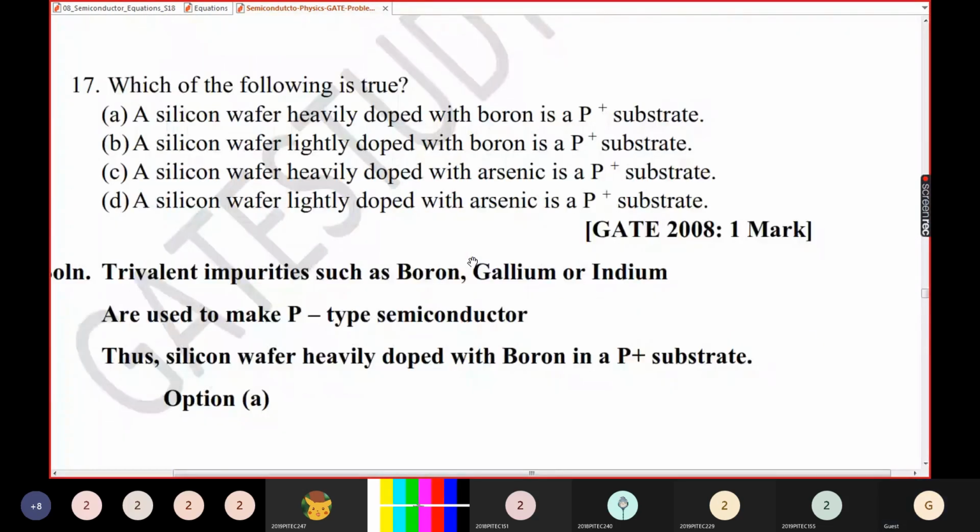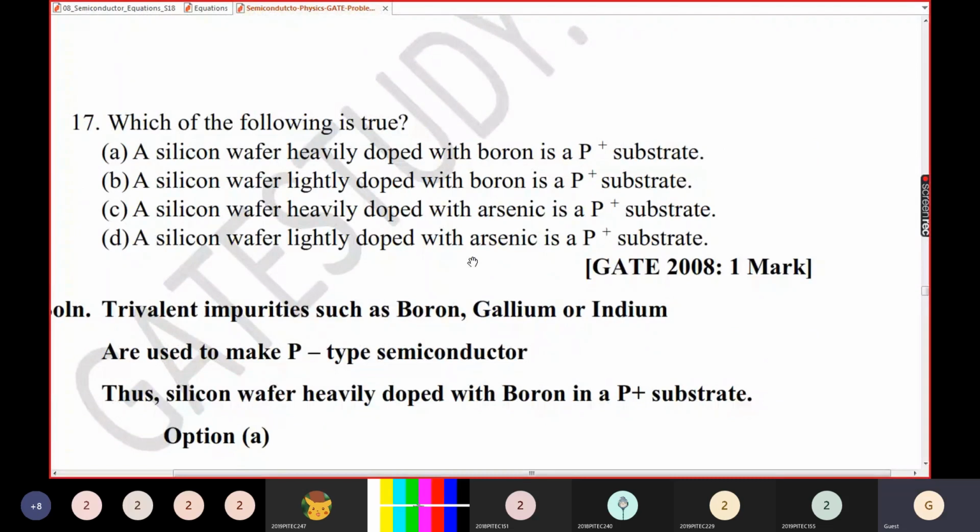Next. Which of the following is true? A silicon wafer heavily doped with boron is a P plus substrate. A silicon wafer lightly doped with boron is a P plus substrate. A silicon wafer heavily doped with arsenic is a P plus substrate. A silicon wafer lightly doped with arsenic is a P plus substrate. You have to look at this question clearly because they are confusing here. Heavily doped and lightly doped conditions with arsenic and boron are represented here.